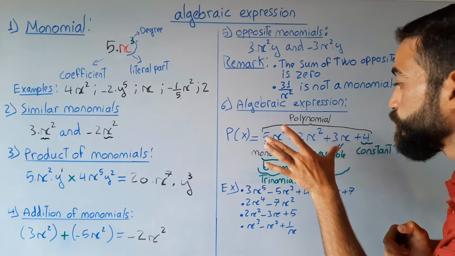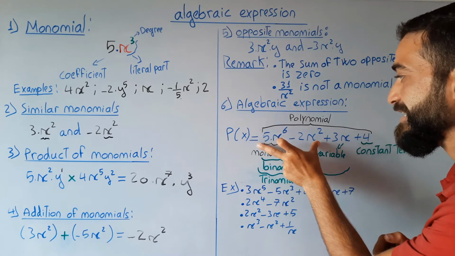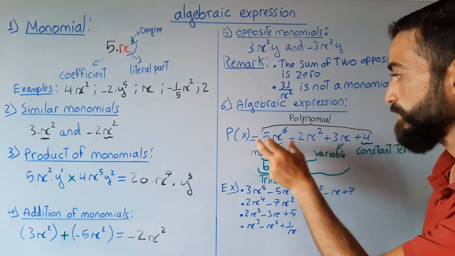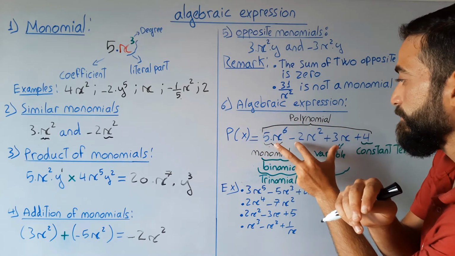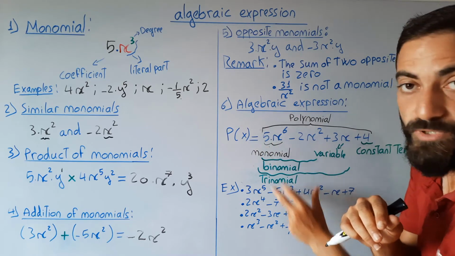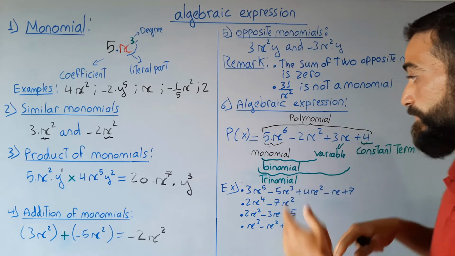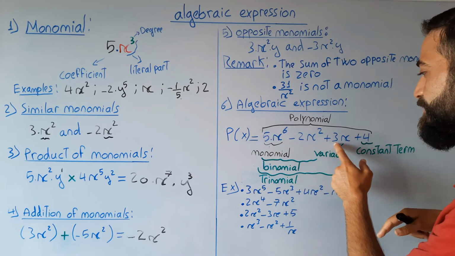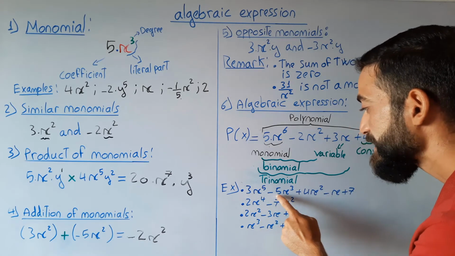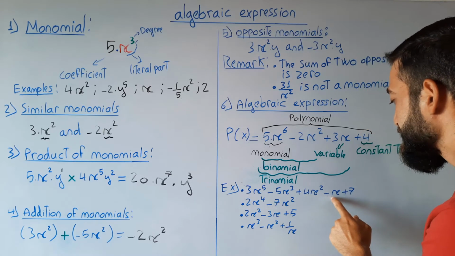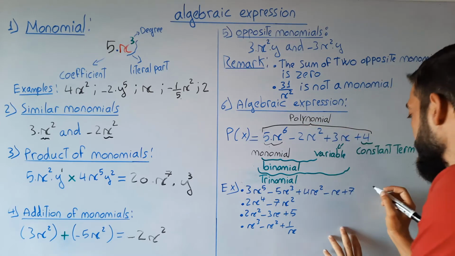Two terms is a binomial, so 5x^6 minus 2x^2 is a binomial. Three terms is a trinomial, so 5x^6 minus 2x^2 plus 3x is a trinomial. Example: 3x^5 minus 5x^3 plus 4x^2 minus x plus 7 is a polynomial.